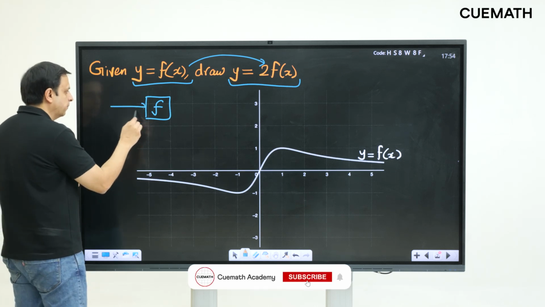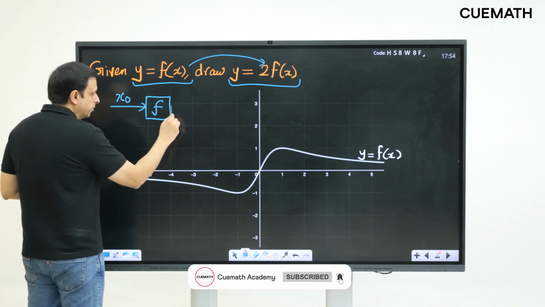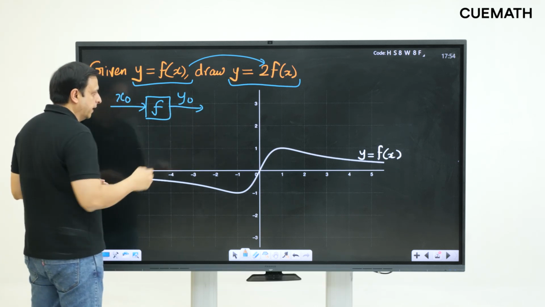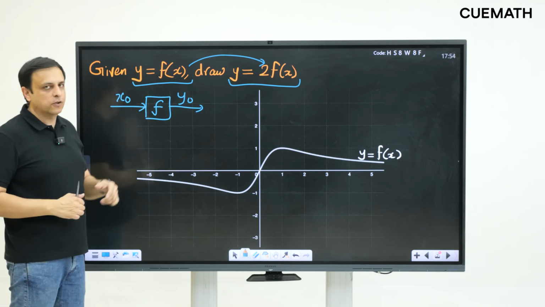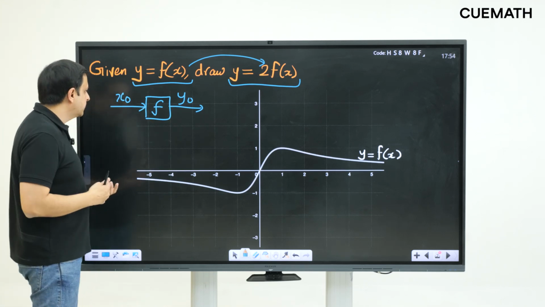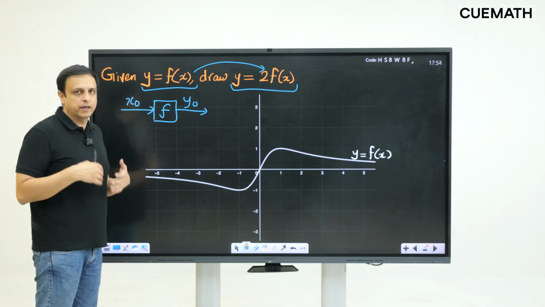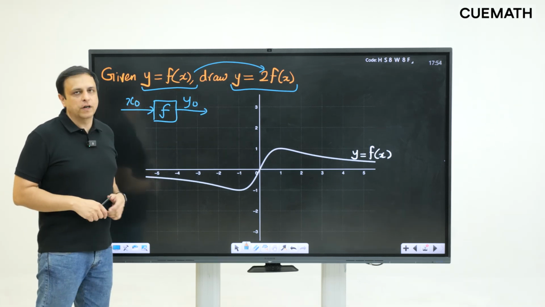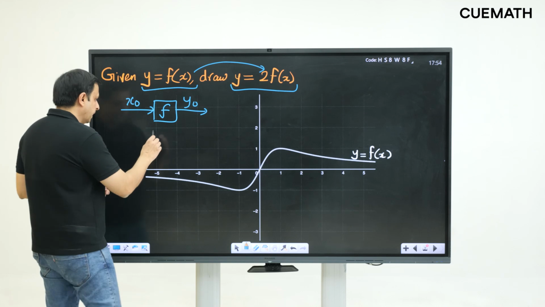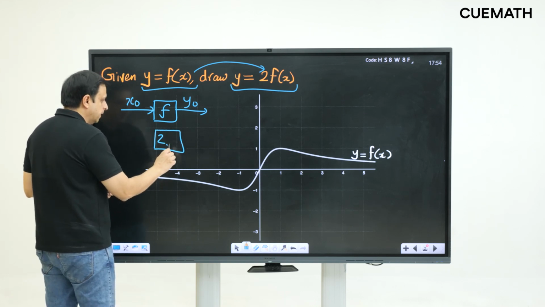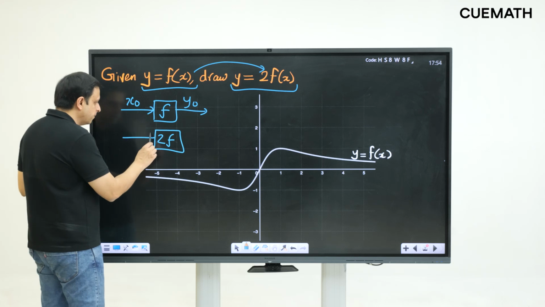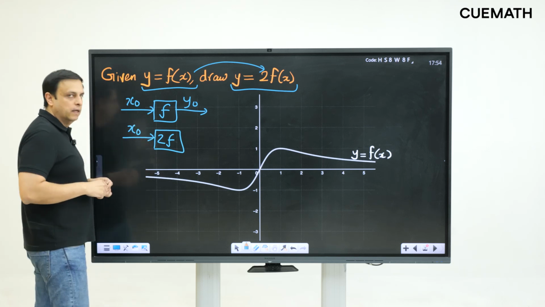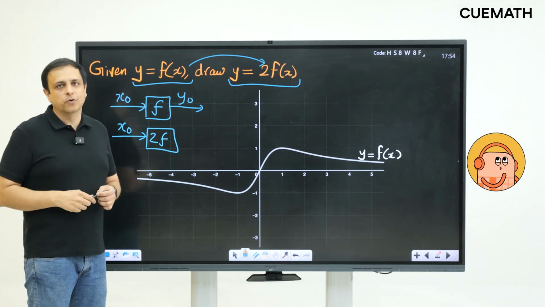So, let us say that for some input x naught, this machine produces the output y naught, and therefore, we have this input output pair x naught comma y naught. Now, what do you think this input output pair will transform to for this new function twice f of x? So, imagine this machine twice f of x, which I am just writing as 2f, and if I now plug in the same input x naught into this machine, what do you think is the output going to be?